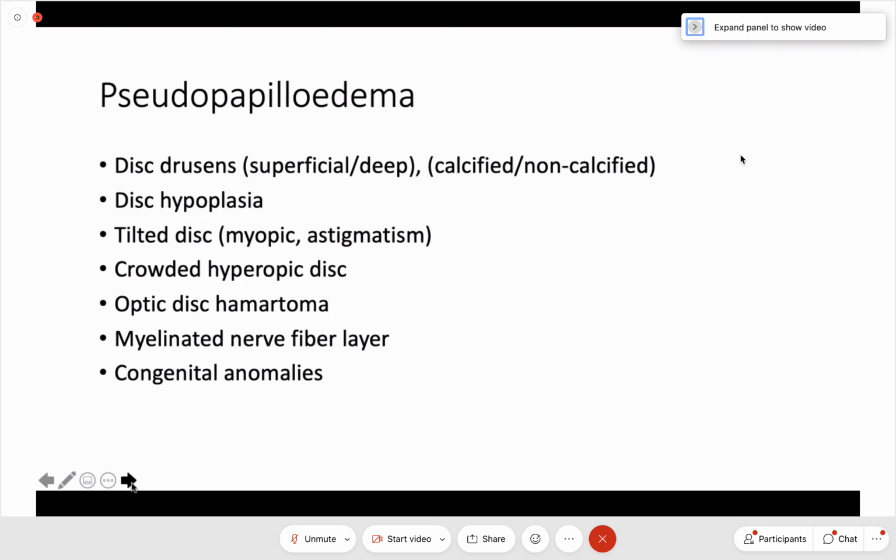And what are the causes? The causes are, of course, the disc drusen, which can be superficial or deep, calcified or non-calcified. It can be due to disc hypoplasia, tilted disc, crowded hyperopic disc, can be secondary to optic disc hematoma or myelinated nerve fiber layer, or it can be congenital anomalies.